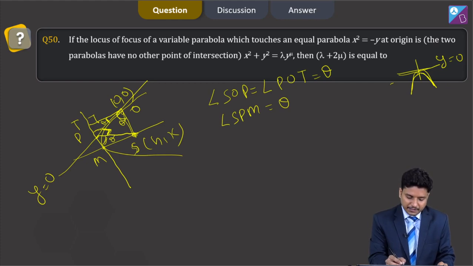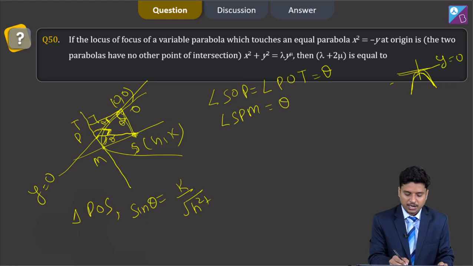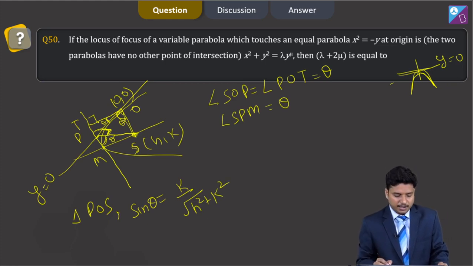What we can observe here is that sin theta from triangle POS, we can see that sin theta can be considered as, this length is k and here it is under root h square plus k square. So sin theta is equal to k upon under root h square plus k square. This is your sin theta.